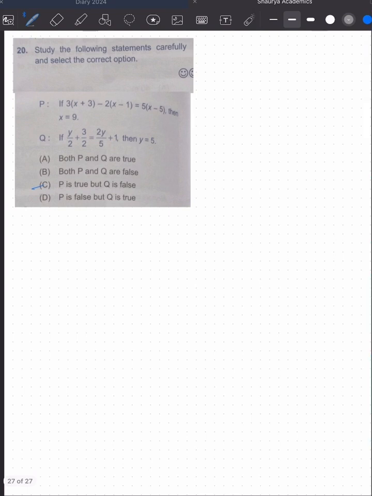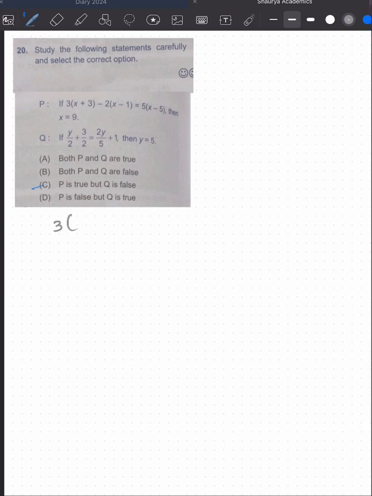Last question. Study the following statements carefully and select the correct option. P is this equation, then x is equal to 9. Q is this equation, then y is equal to 5. The only way to find out is by solving this. So let's solve for P.